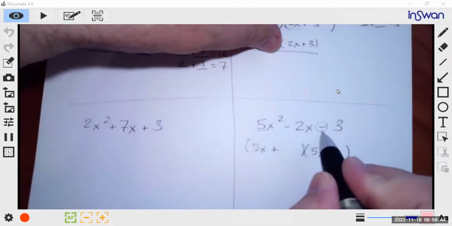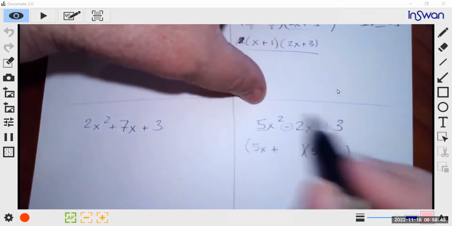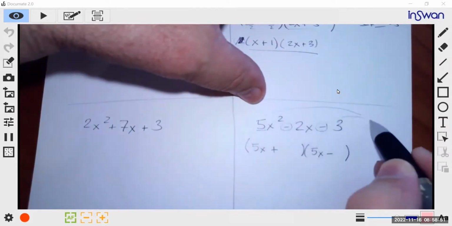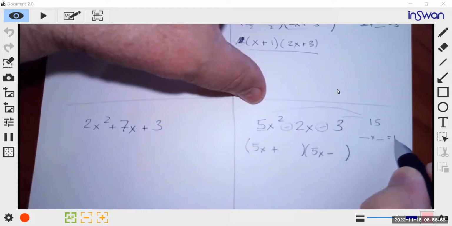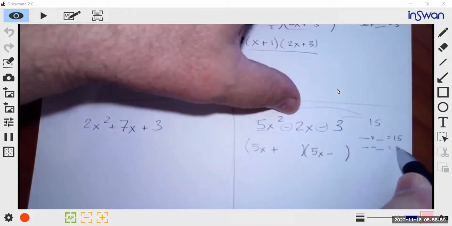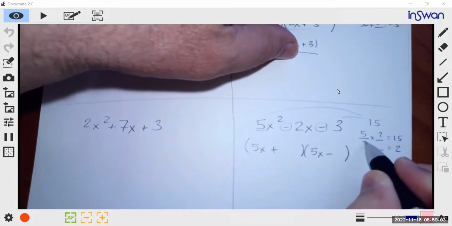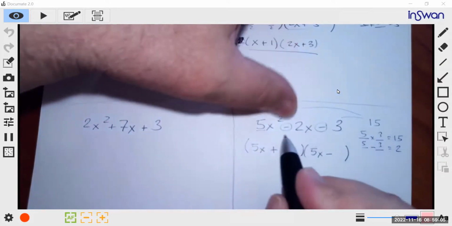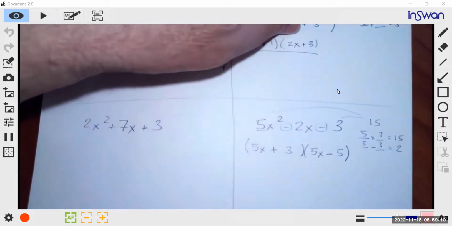Because the second sign's a minus, they're opposite signs, the bigger number gets a negative. 5 times 3 is 15. What times what is 15? When I subtract them, I get 2. 5 times 3, 5 minus 3. So the 5 goes in the negative, and the 3 goes in the positive.